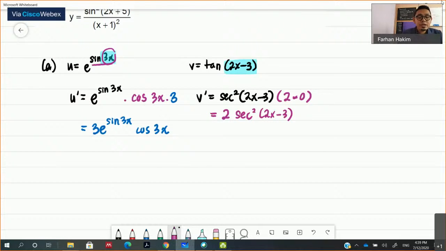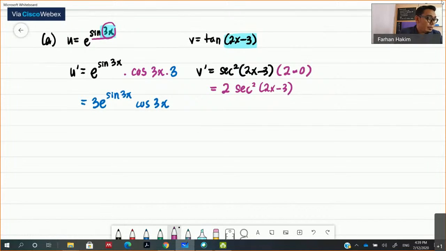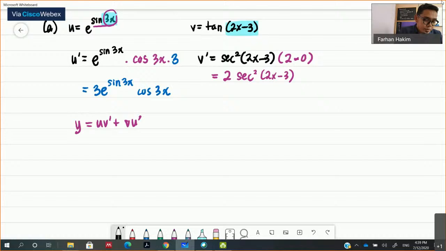Okay, so we have done differentiating u and v, so we can now utilize the formula, which is y prime equal to uv prime plus vu prime. So y prime is given by uv prime, meaning to say that we have to multiply these together. We multiply this and this. That will give us e to the power of sine 3x multiplied with 2 secant square of 2x minus 3 in the bracket.